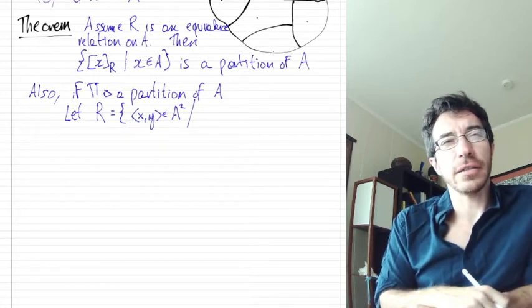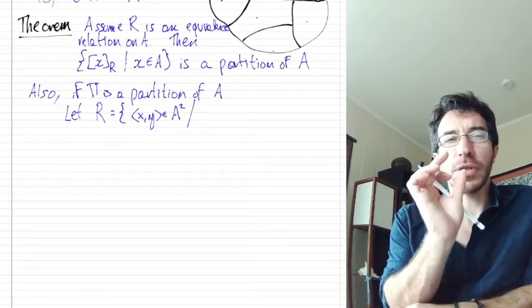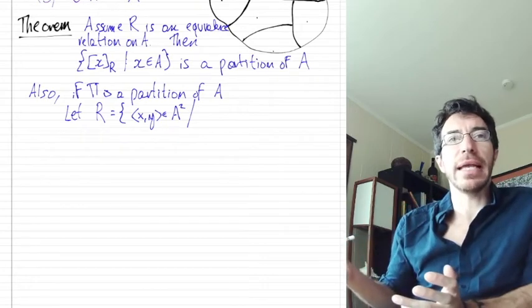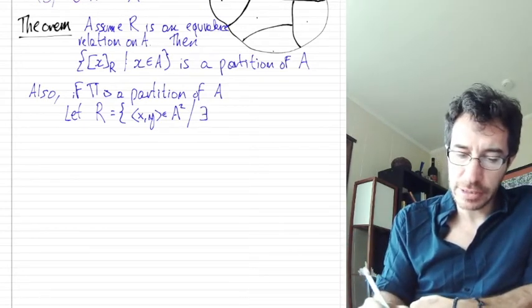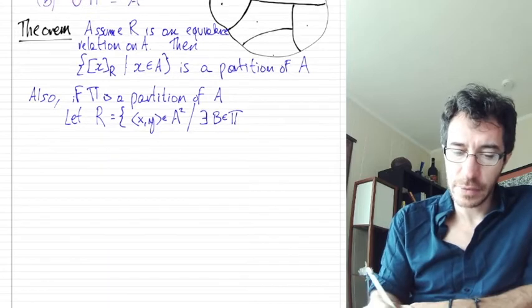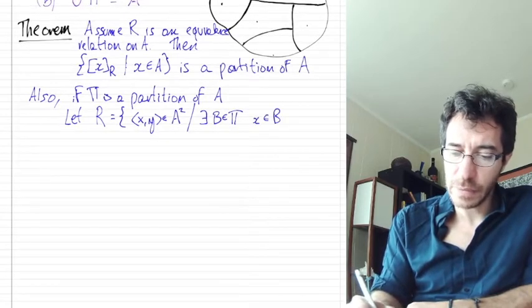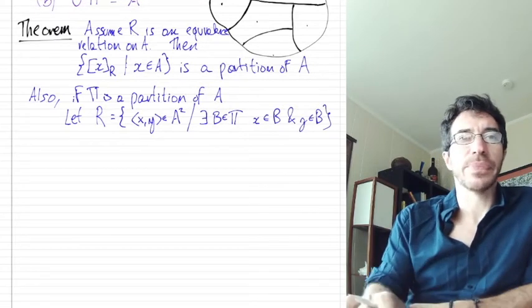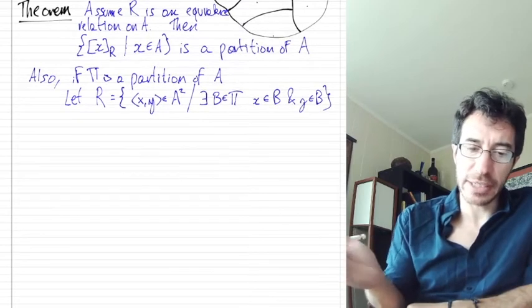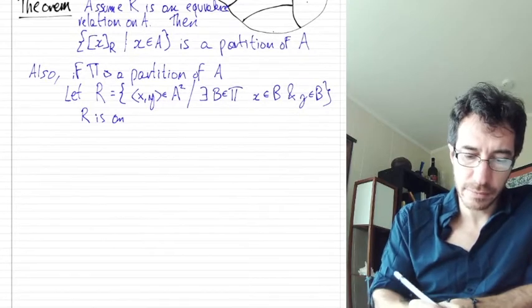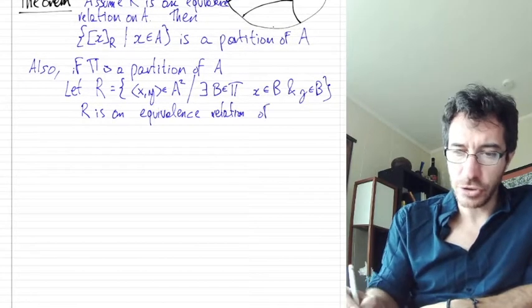How can we define the relation? So when do we know that two elements are equivalent using the partition? Well, we have to say that they belong to the same element of the partition. If and only if there exists a B that belongs to the partition, so this B is a subset of A, such that x belongs to B and y belongs to B. Right, so two things are equivalent if they belong to the same thing. So the statement here is that if pi is a partition of A, then R is an equivalence relation on A.